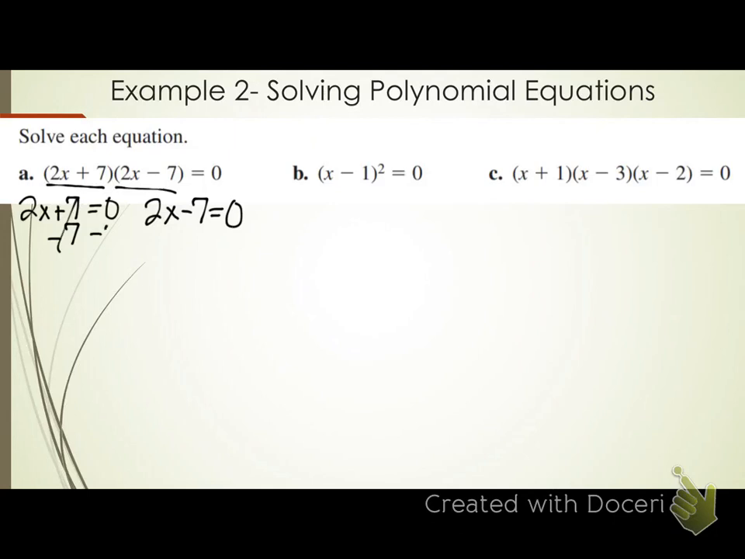Subtract 7 from both sides. Zero minus 7 gives me negative 7. Last step to get x by itself: divide by 2. Do I get a whole number when I do negative 7 divided by 2? Nope. Can that fraction be reduced at all? Nope. I'm going to leave it as negative 7 halves. Be okay with my first solution, my first root.